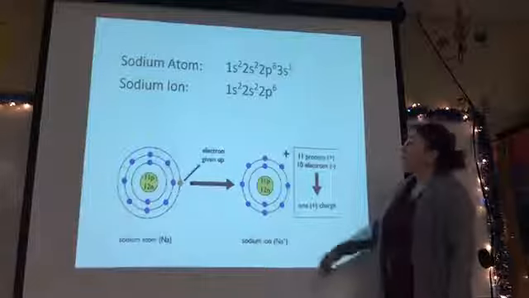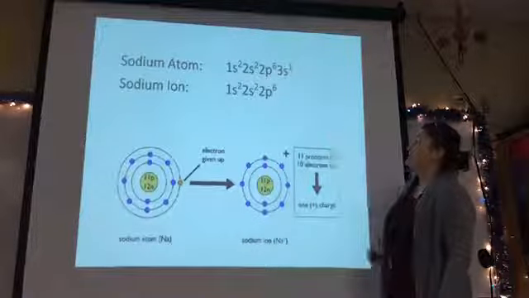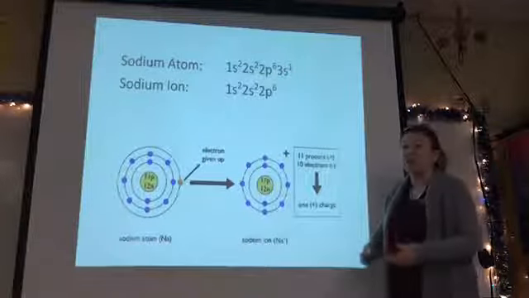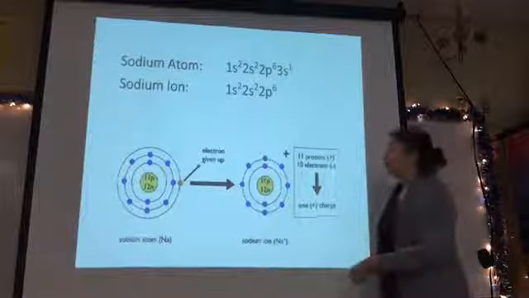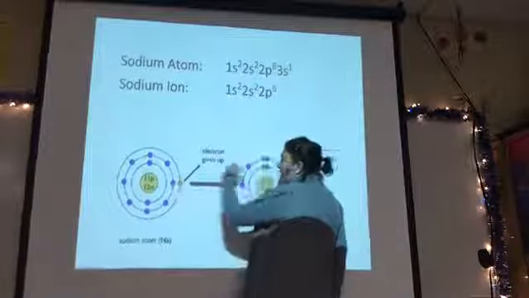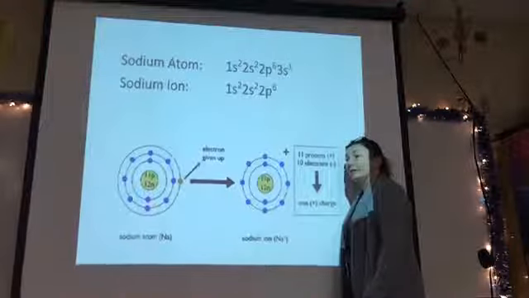Okay? Sodium atom. 1s2, 2s2, 2p6, 3s1. It loses that one electron. It loses the entire shell, actually. The entire shell goes away. As you can see here, here's my outermost electron. They give it up. And now look at it. It also looks like neon, doesn't it?